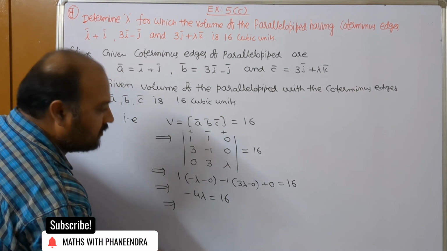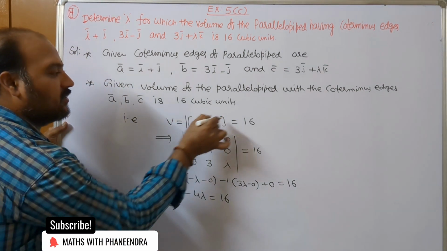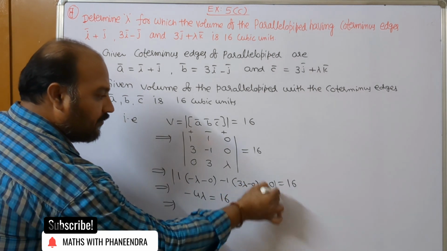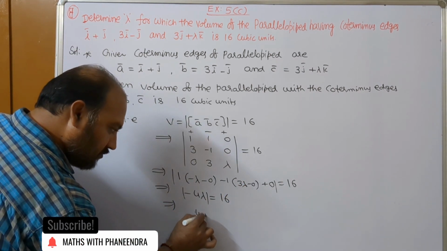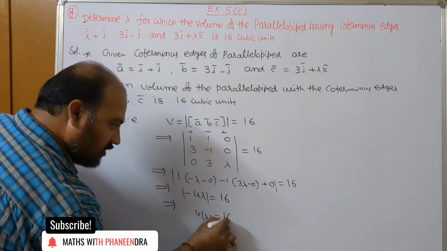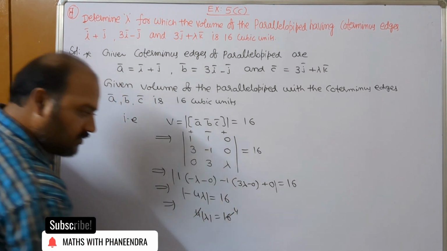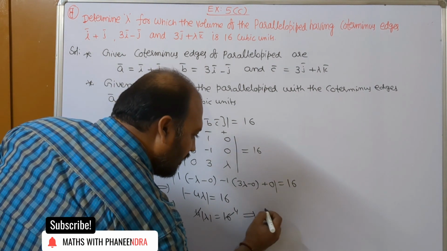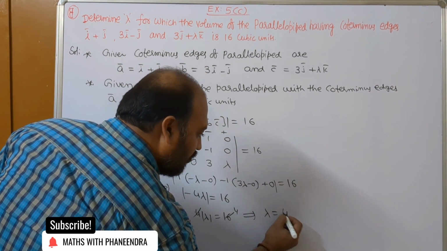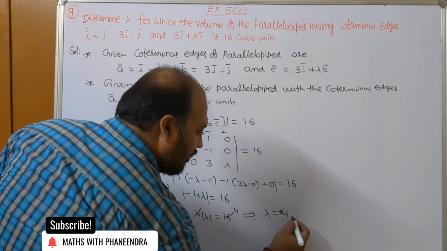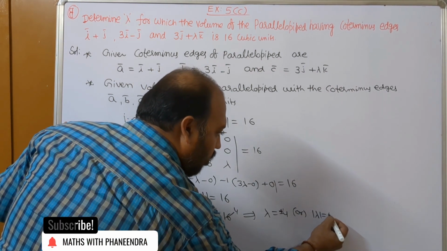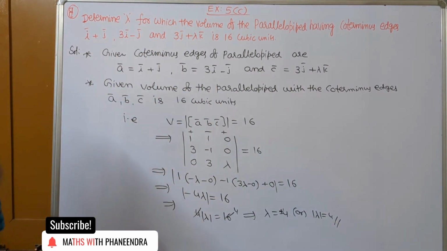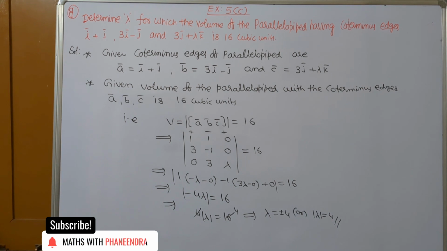That implies, if you take the modulus, this is modulus always. So 4 lambda is equal to 16. 4 ones are 4, 4 fours are 16. So that implies lambda equal to plus or minus 4. Otherwise, mod lambda you can take.